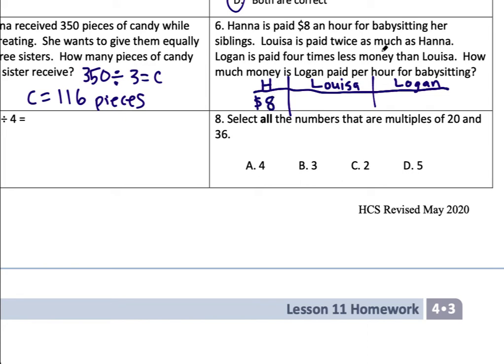And then Louisa's paid twice as much as Hannah, so let's figure that out. Twice as much as 8 is $16, okay? And then it says Logan's paid 4 times less. 4 times less means you have to divide by 4, not multiply, because it says less, not 4 times more. So we have to take 16 and divide it by 4, which is just $4. So there you go. Logan's paid $4 for babysitting.